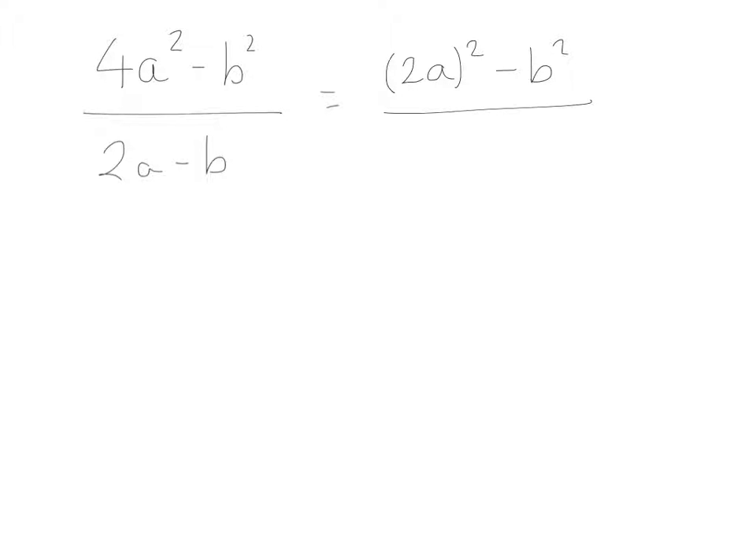And that's going to be over 2a minus b. I still can't simplify anything because there is no multiplying yet. Now thinking back to my difference of squares, at the top I've now got something squared, take away something squared. So I can write it in the form 2a minus b, 2a plus b.